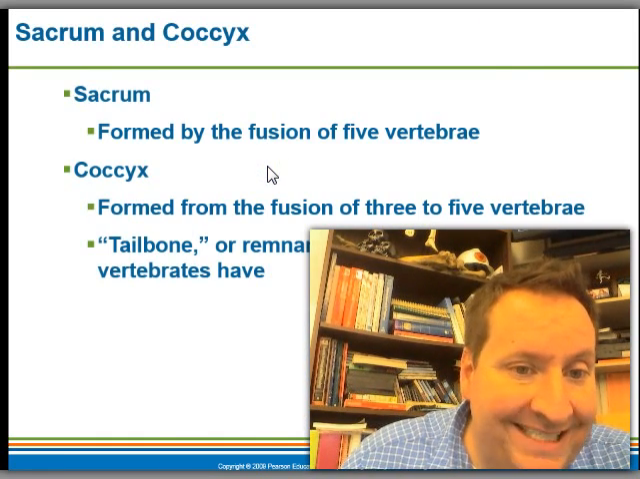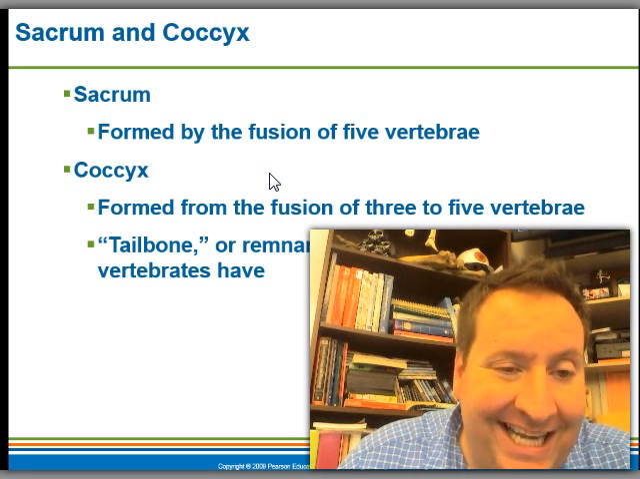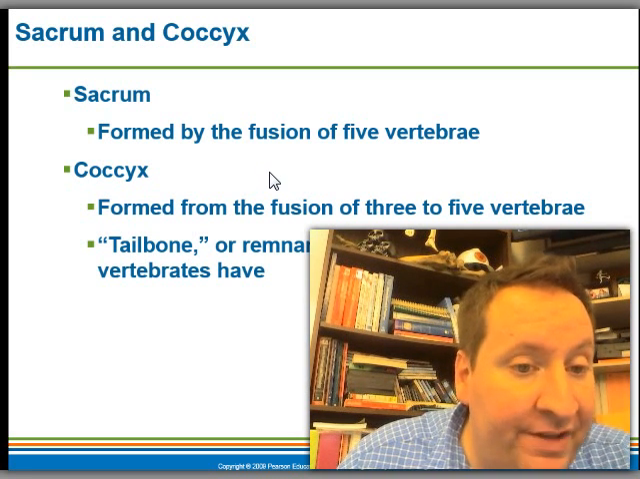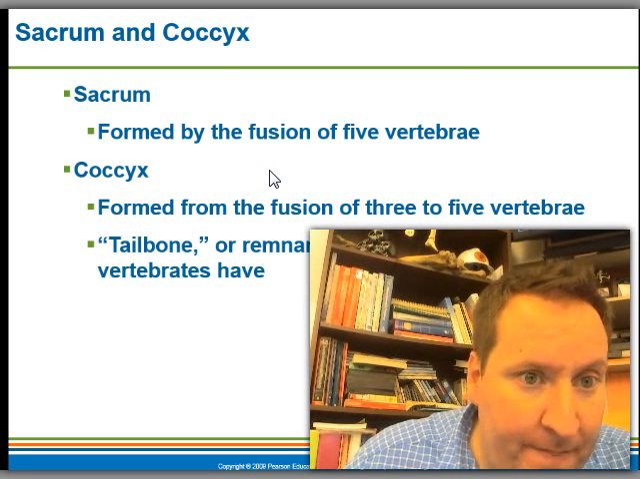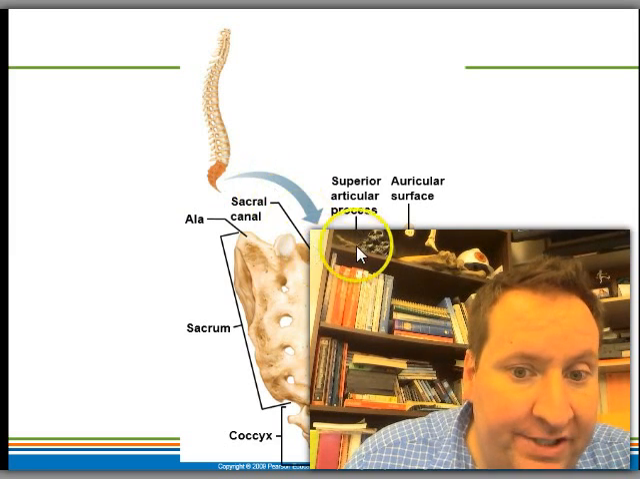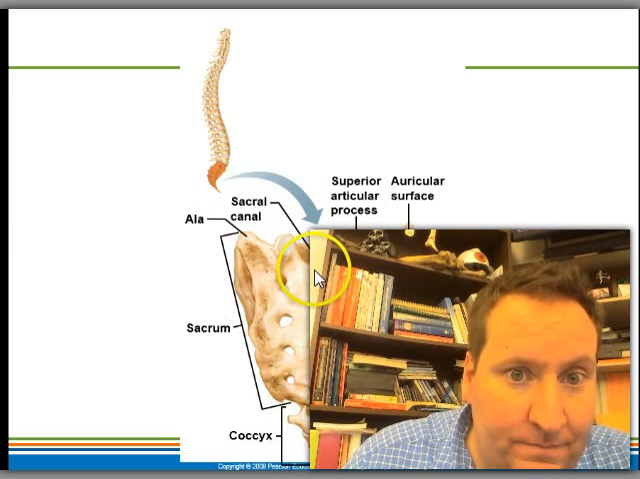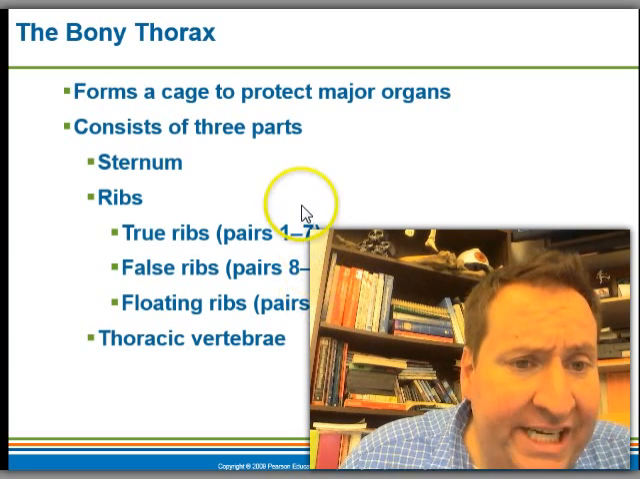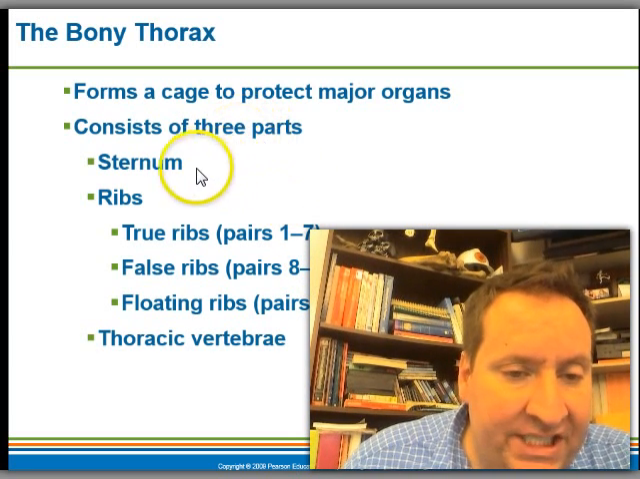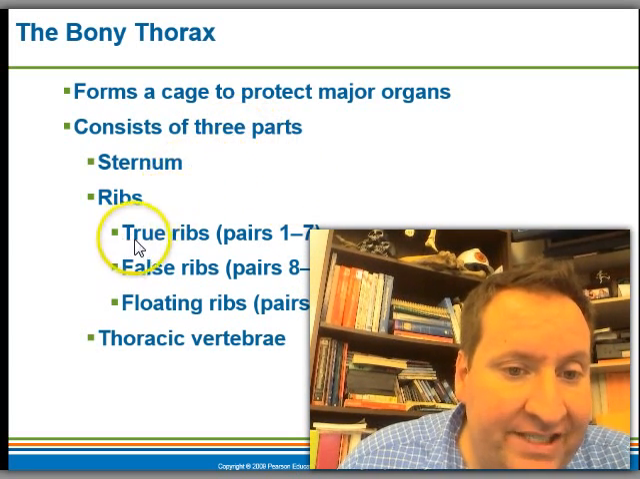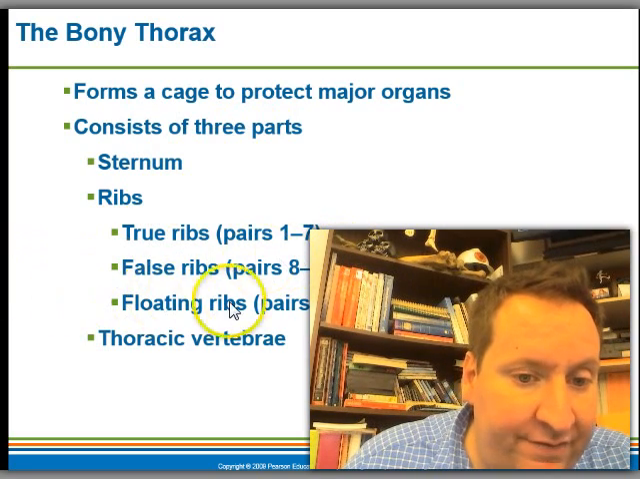We talked a little bit about the sacrum and the coccyx. The coccyx is also called your tailbone. Remember, these are vertebrae that are fused together. So here's your sacrum, and then here's your coccyx that we have. Then we take a look at the bony thorax, which consists of your sternum and your ribs. We have these things called true ribs, false ribs, and floating ribs.